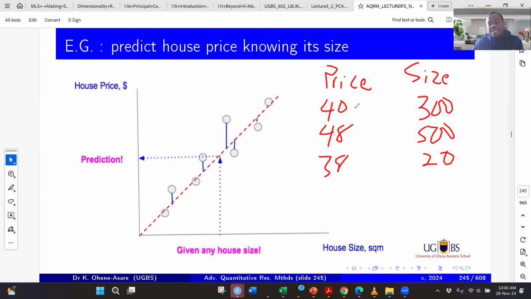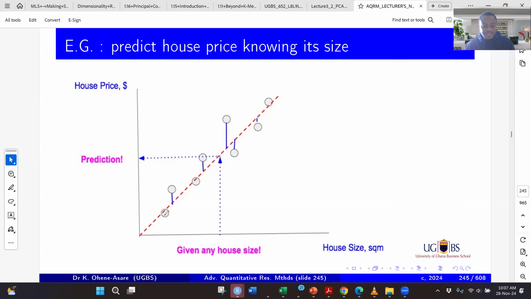What you do normally is scatter plot this data, 40 against 300, this one against that, and so on. When you do that, you will have a scatter plot of information like this. So this is one point, another point, another point, another point. At that time, there was no line.